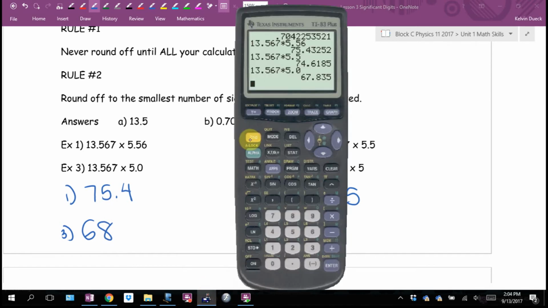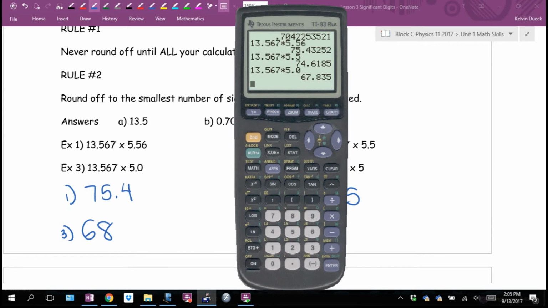What kind do you have? That one? It's the S to D button right above your 9, I think? Or right around that area. That stands for standard to decimal display.